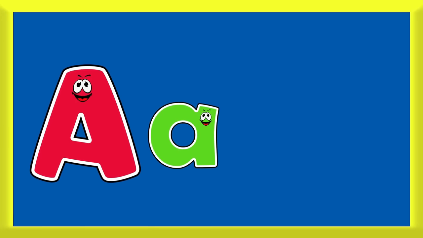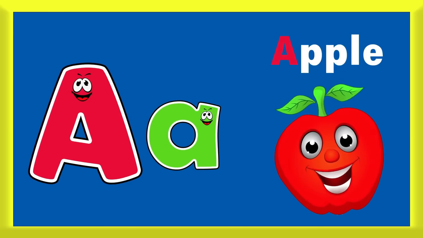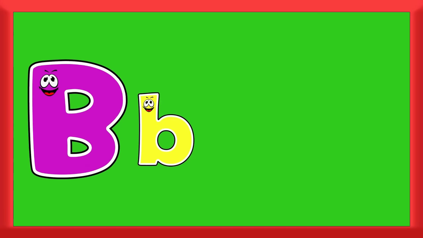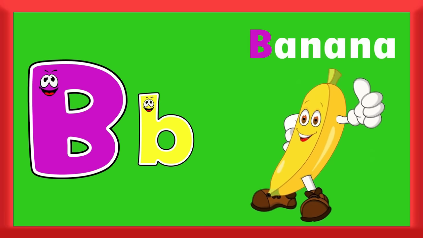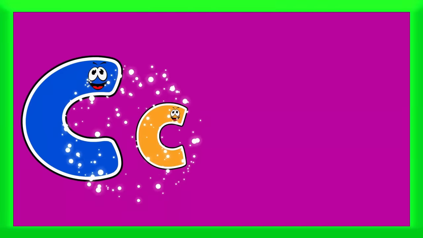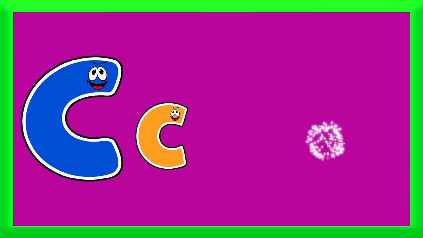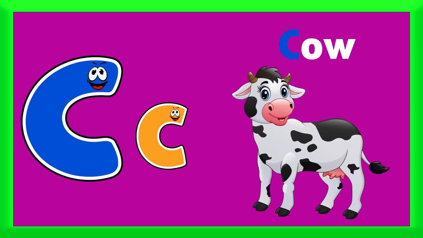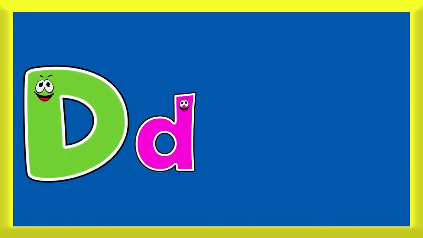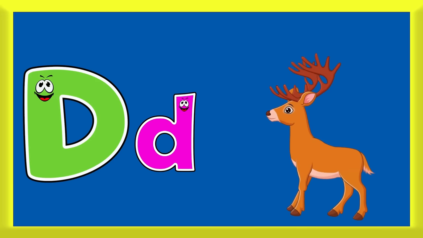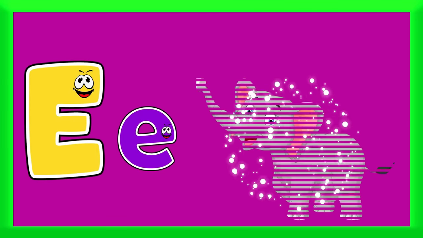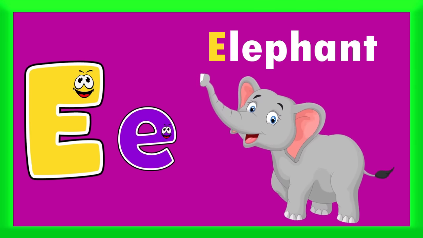The sound of the letter A is A. Apple. The sound of B is B. Banana. The sound of C is C. Cow. D is the sound of D. Deer. The sound of E is eh. Elephant.